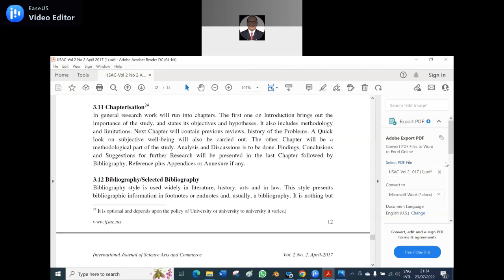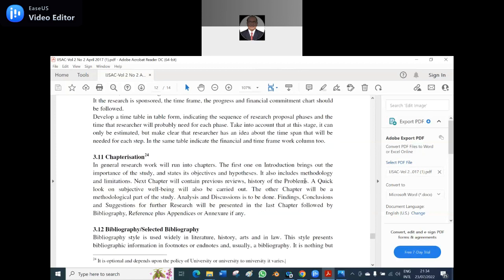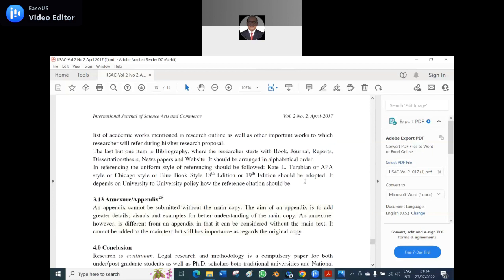Okay. So now let us see how we can move further, because bibliography and selected bibliography, we made it very much clear. Next point comes annexures. After the bibliography and selected bibliography, you can say annexures or appendix. An annexure or appendix cannot be submitted without the main copy.